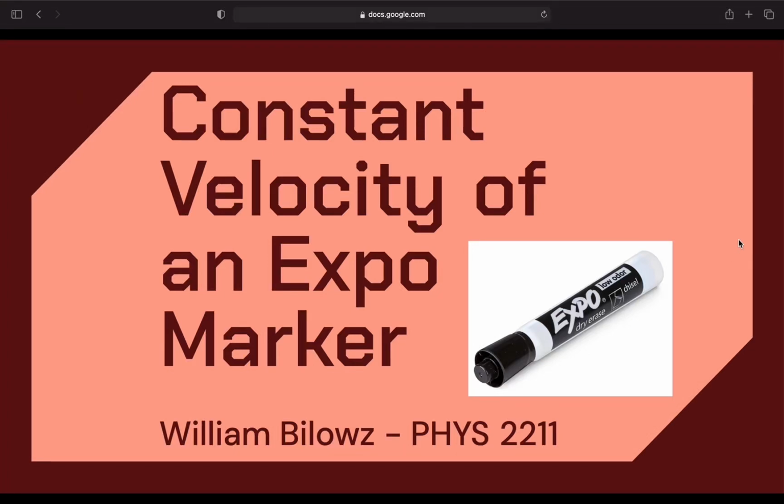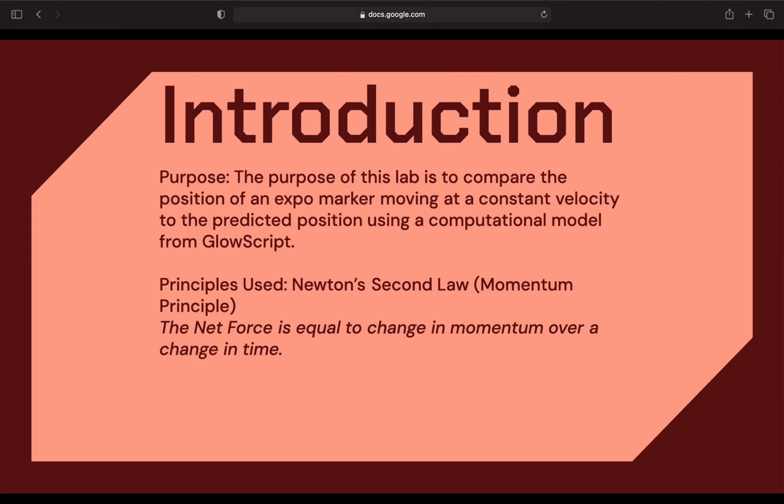Hi, how's it going? My name is William Billows, and I will be looking at the constant velocity of an expo marker. The purpose of this lab is to compare the position of an expo marker moving at a constant velocity to the predicted position using a computational model from GlowScript.